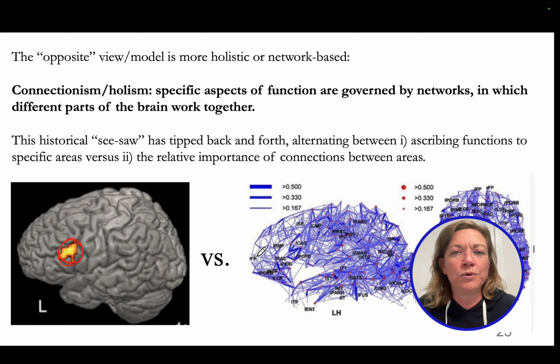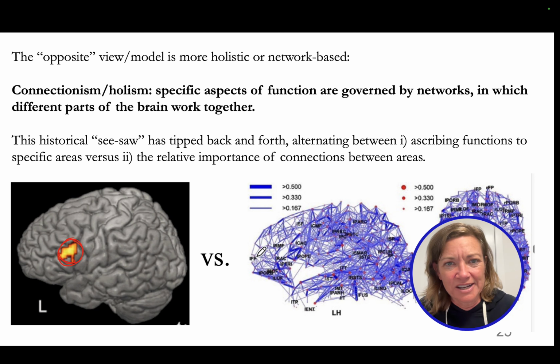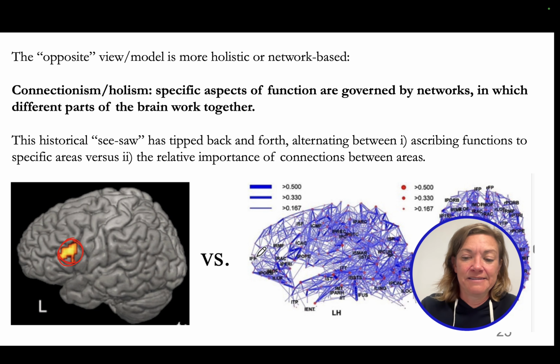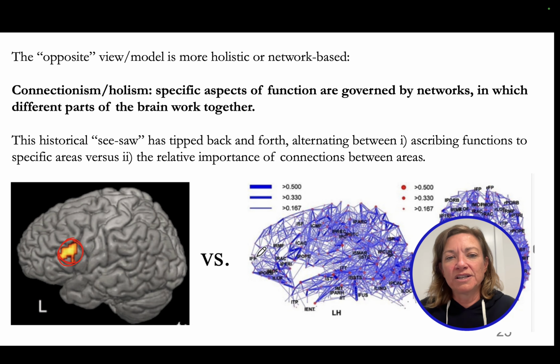Now, the opposite view, or model, is more holistic or network-based, and you often hear this described as holism or connectionism. This is just the idea that specific aspects of function are governed by networks, in which different parts of the brain are all working together. So the historical seesaw has kind of tipped back and forth, alternating between first ascribing functions to specific areas in modularism, and second, the relative importance of connections between areas as the seat of function.